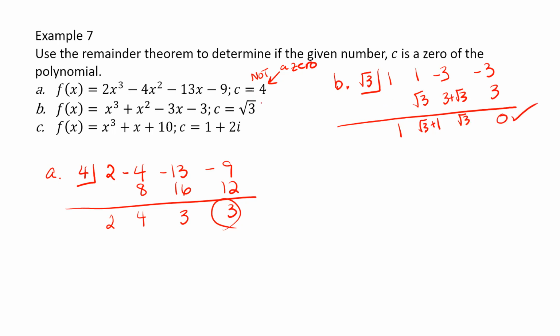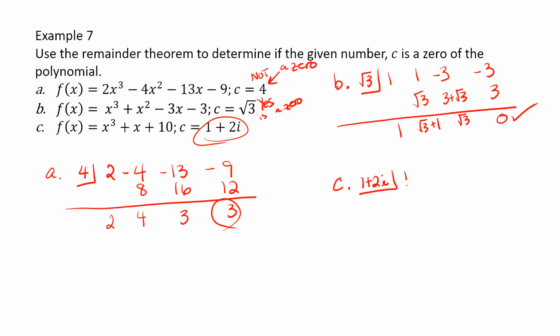So yes, this is a 0 of the function because the remainder is 0, which means that f of the square root of 3 is 0. That's the remainder theorem. All right, one last one. We've got C. We're trying to find out if 1 plus 2i is a 0 of this function. So we're going to divide 1 plus 2i.